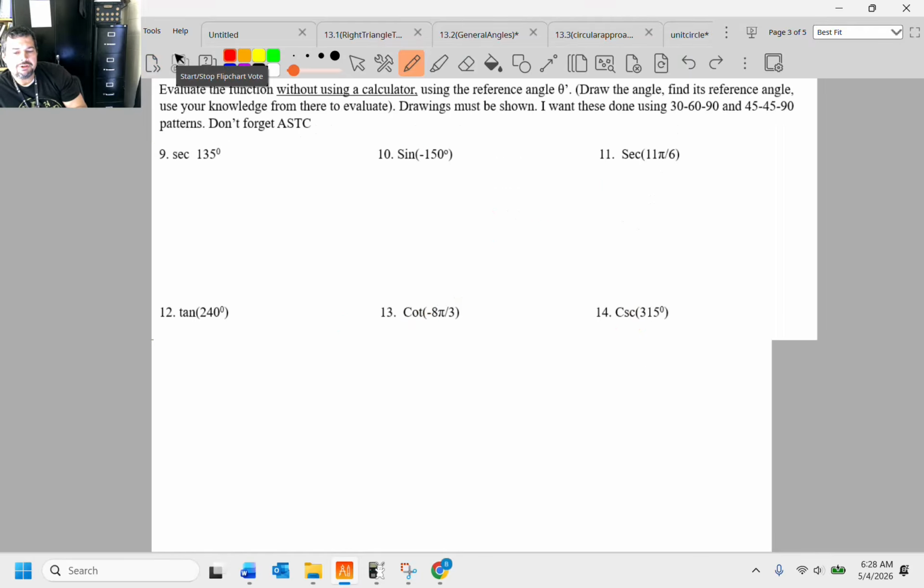All right, evaluate the function without using the calculator using the reference angle theta. Draw the angle, find its reference angle, and use your knowledge from there to evaluate. Drawings must be shown. I want these done using 30, 60, 90s and 45, 45, 90 patterns. Do not forget ASTC, all schools torture children. All right, so the first one I'm going to do here is going to be the sine of negative 150 degrees.